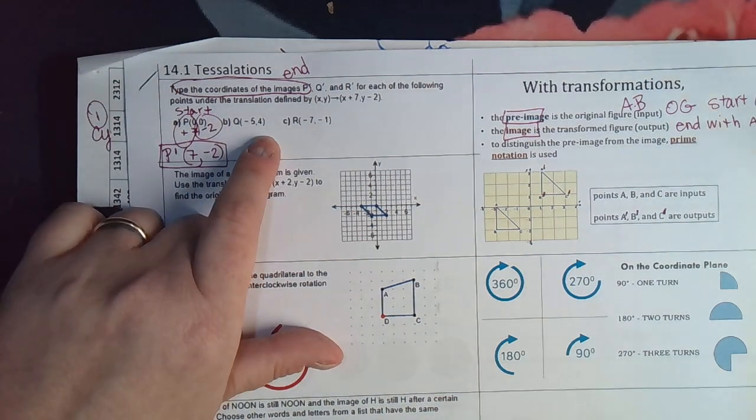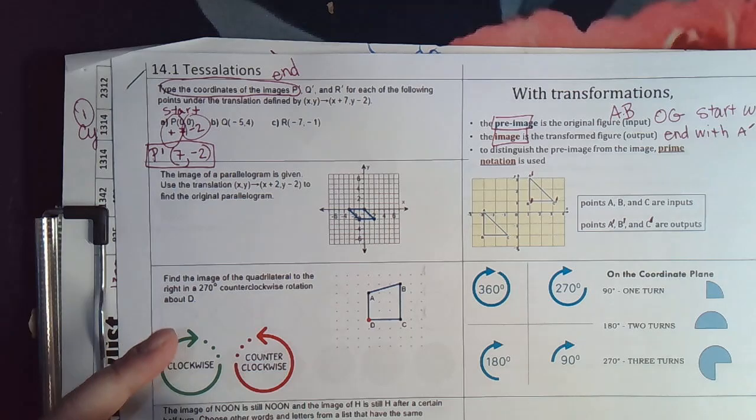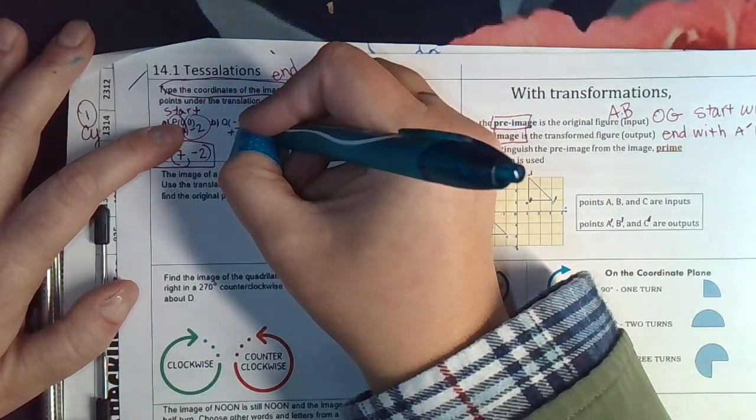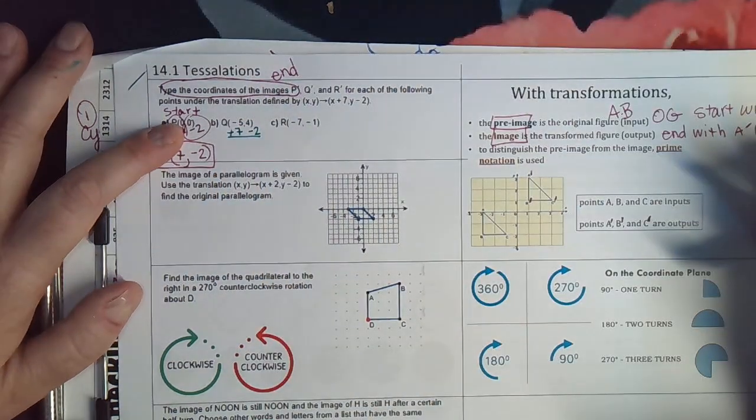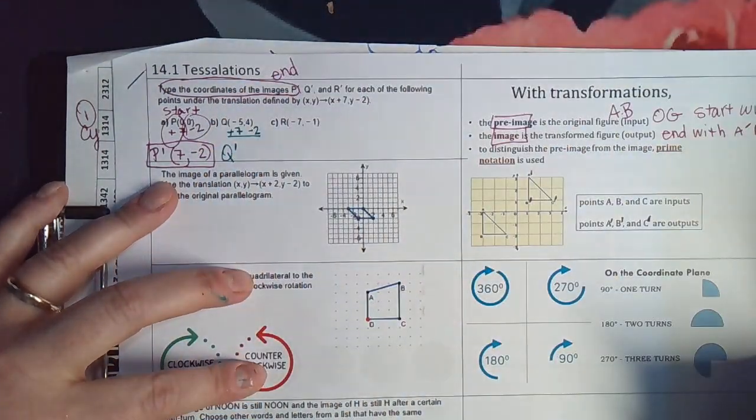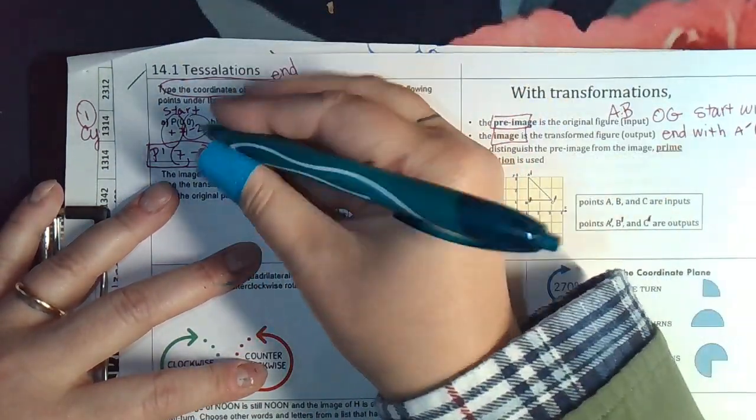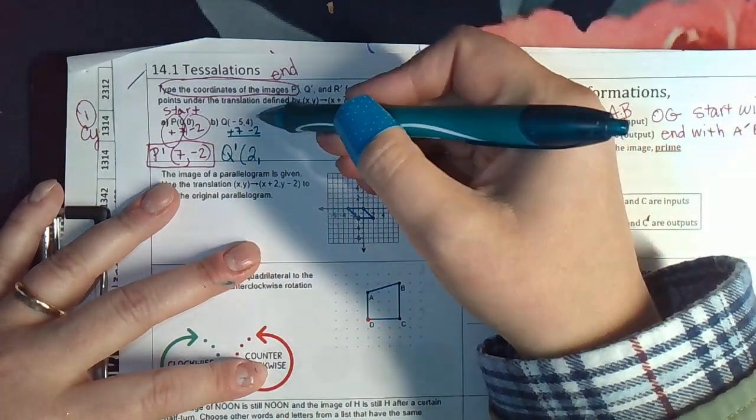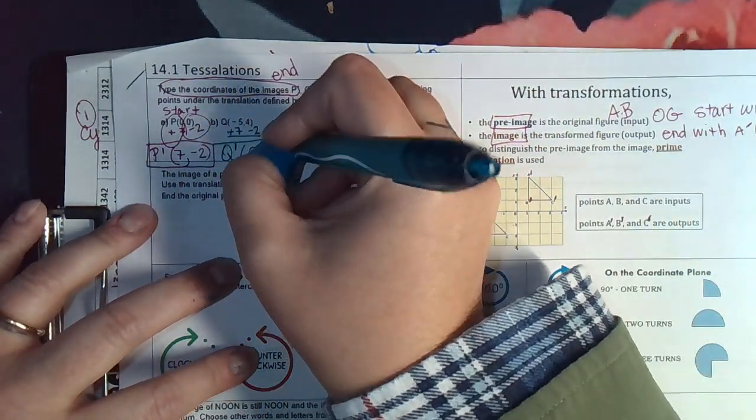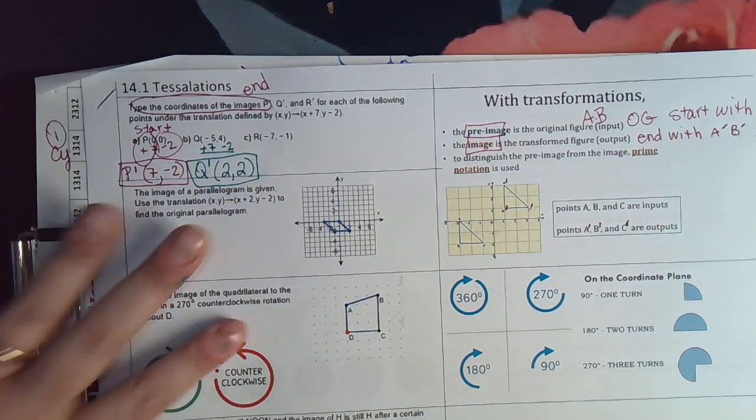Now let's go to part B. The same thing. We're going to add 7 to the x's, and we're going to subtract 2 from the y's. Let's see what that gives me. That gives me Q prime, and the x value is now negative 5 plus 7, 2, and the y value is now 4 minus 2, 2. That's your image.